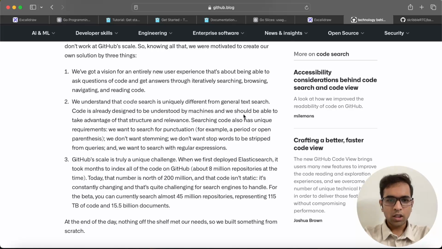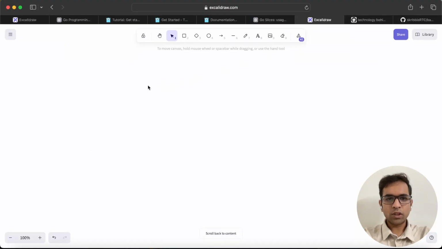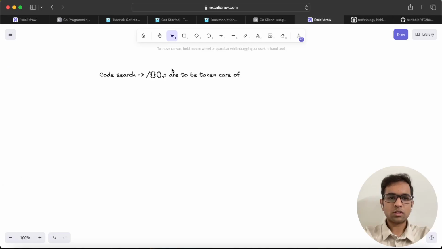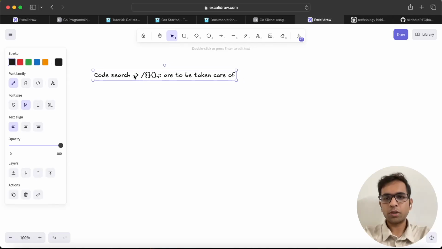First of all, whenever we talk about code search, it's different from searching strings, because in code search you need to keep track of the punctuation marks as well. If there's a slash or brackets, opening bracket, closing bracket, dot, colon, semicolon, all of these things are to be taken care of, right? So that is the reason the code search functionality is always going to be different from how we search in string.